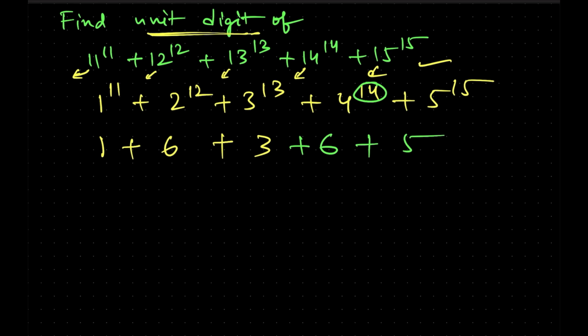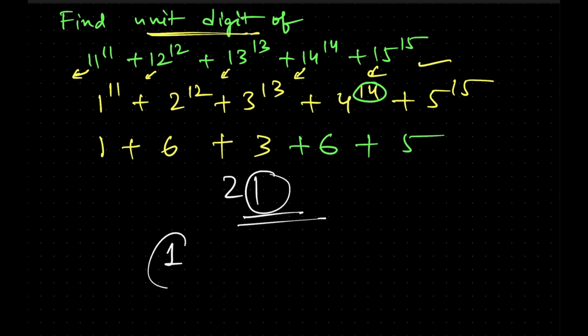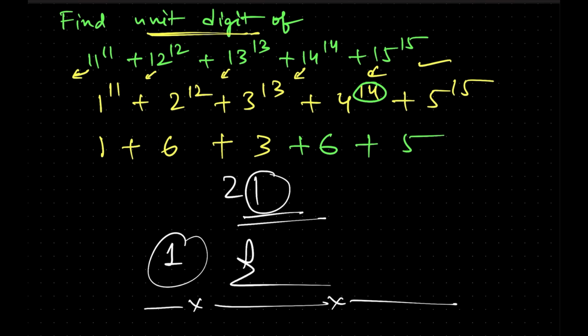So this is 1 plus 6 is 7, 7 plus 3 is 10, 10 plus 6 is 16, 16 plus 5 is 21. So 1 is the answer. 1 is at the unit place. So I think you have understood the concept, and you can practice more questions based on this concept. I will see if I can add more questions in later videos.